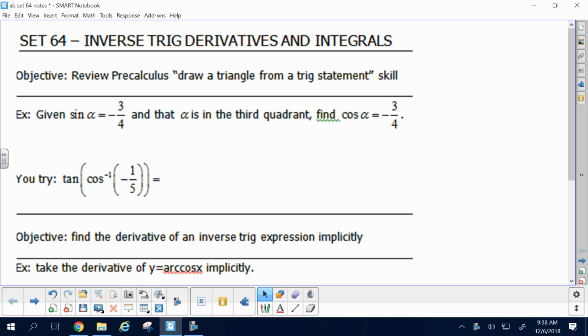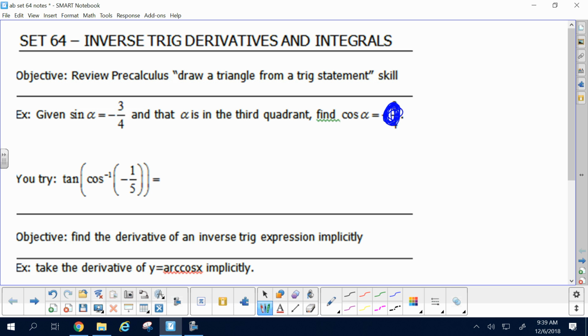Okay, you will need a certain pre-calculus skill to succeed in today's calculus. So let's review that pre-calculus skill here. If I told you that sine of alpha is negative 3/4 and that alpha is in the third quadrant, I wanted you to find cosine of alpha, because it's not negative 3/4, I assure you. Okay? Question is find cosine of alpha. This is a non-calculator problem.